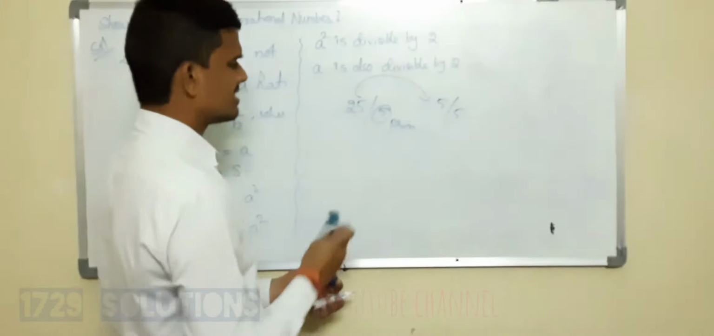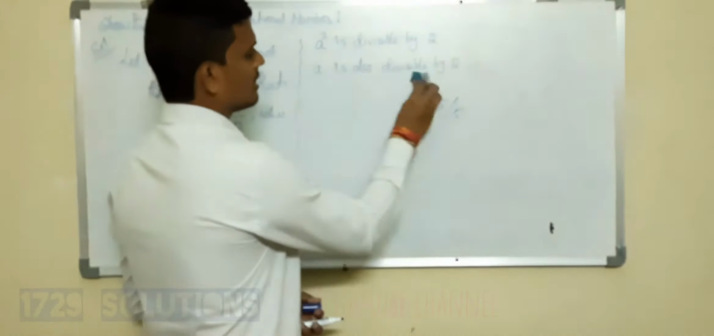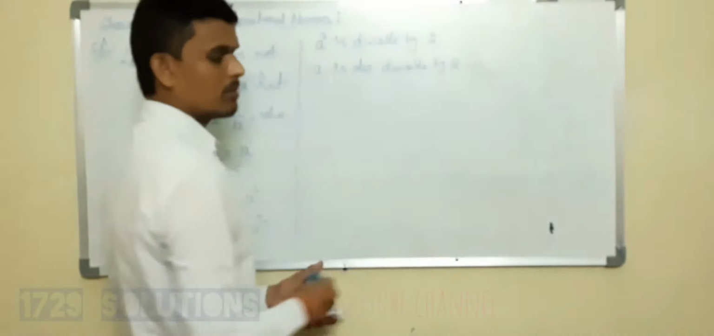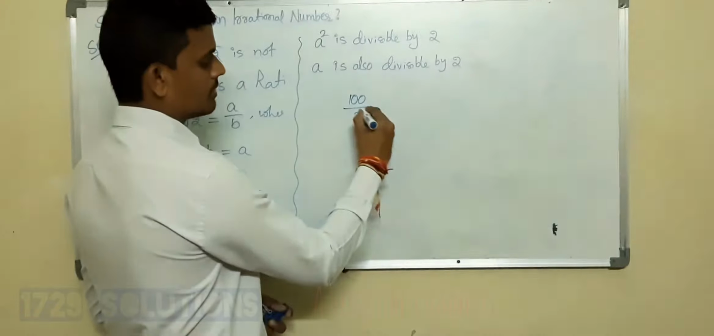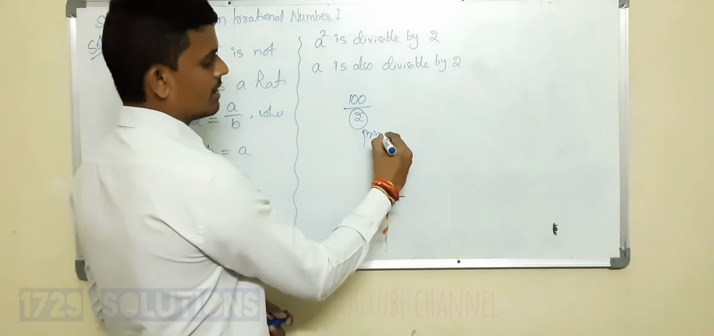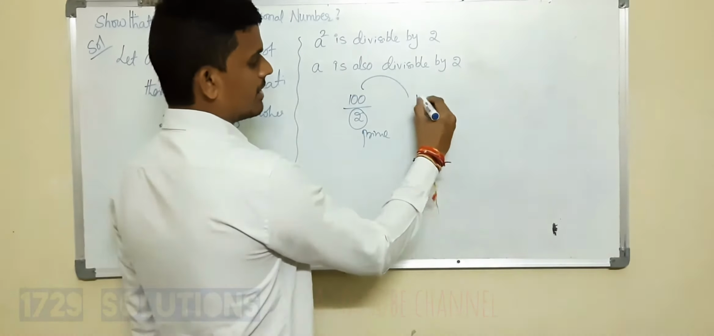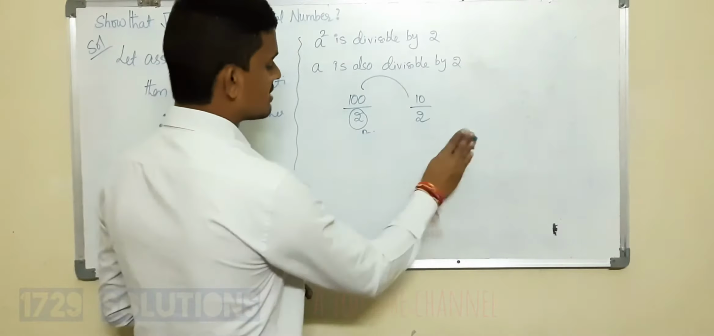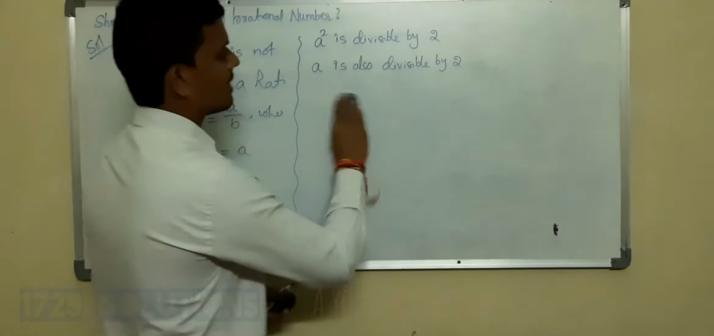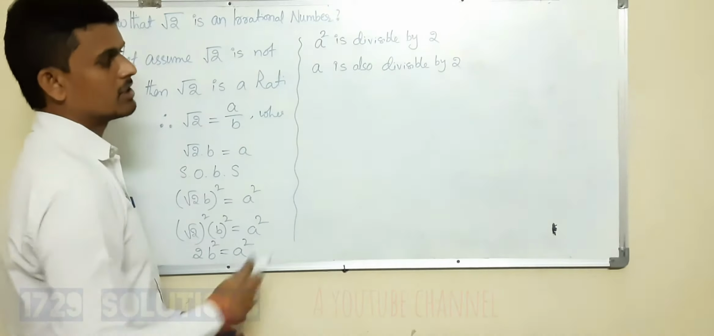The theorem, we can generally identify with the help of some example. Suppose 100 is divisible by 2. This 2 is a prime number. The square root of 100, which is 10, is also divisible by 2. So it is only in the case of prime numbers. Keep in mind that word. So a is also divisible by 2.